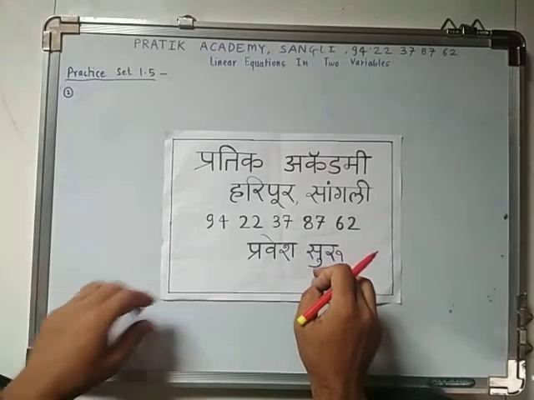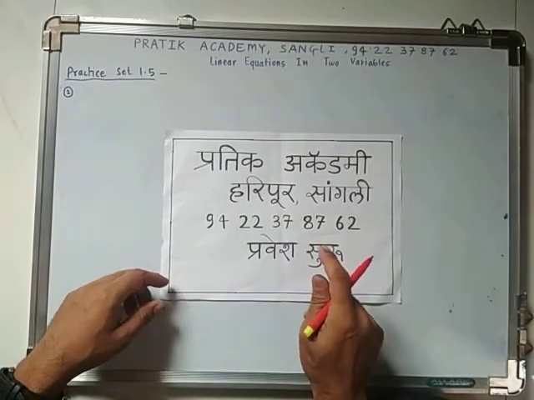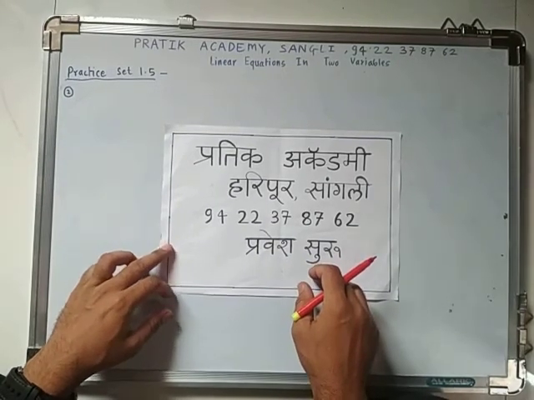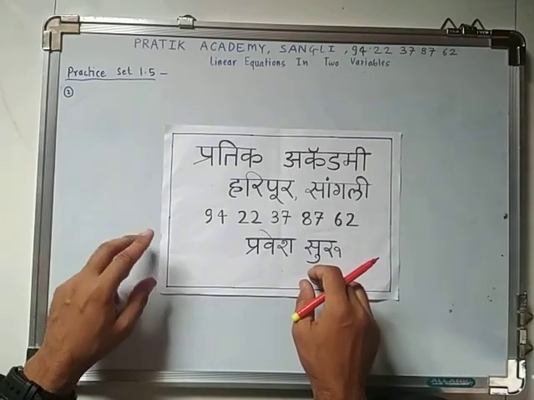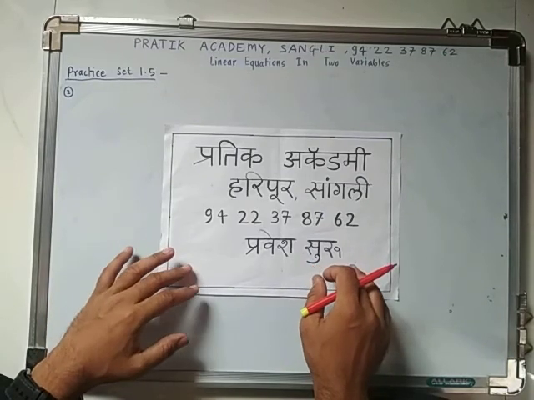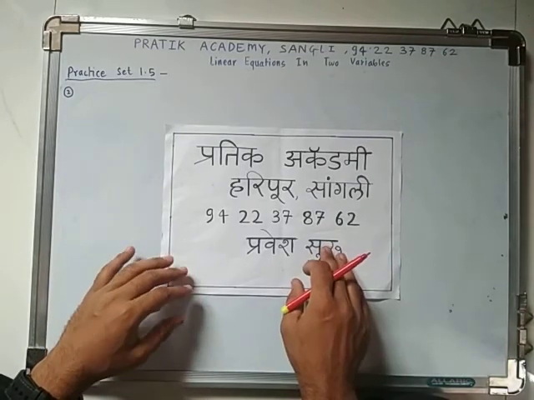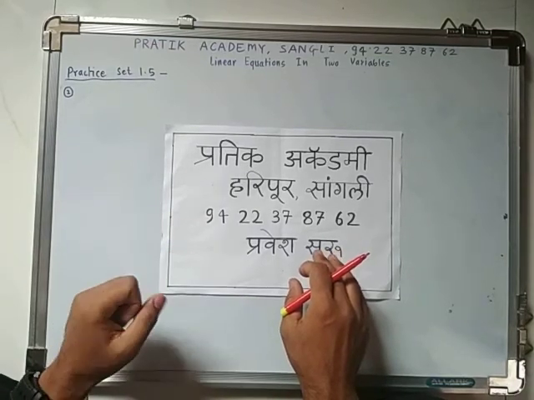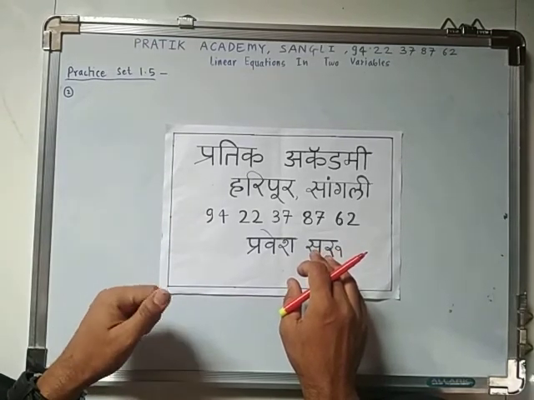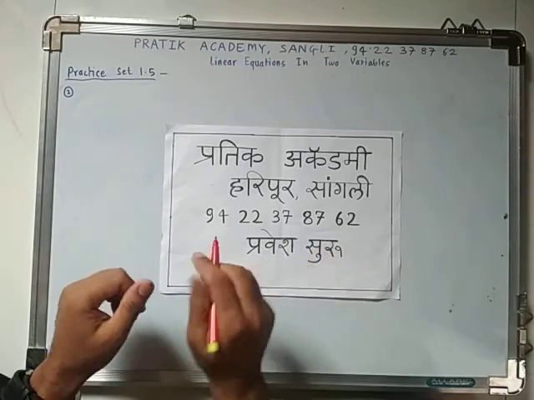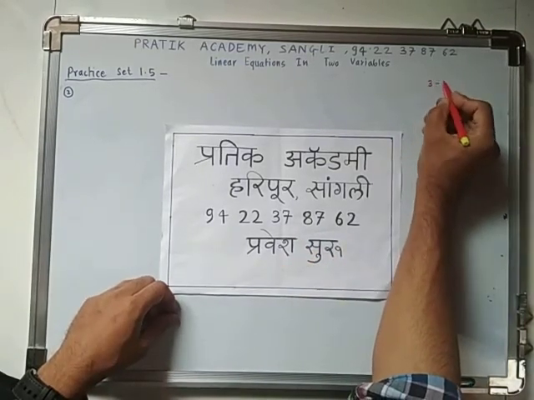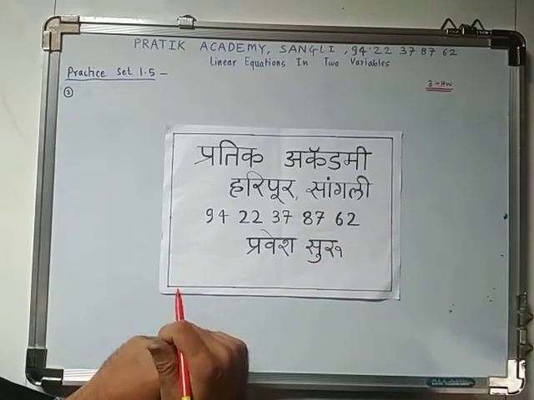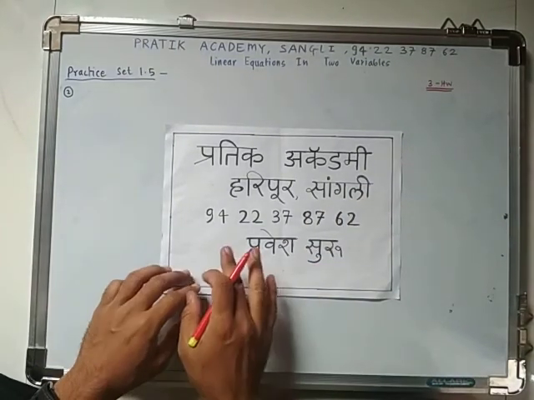So in this way we have discussed the first problem and second problem from practice set 1.5. If you have any doubt in these two problems, you can contact us on our number provided. The problem number 3, the type of problem we have already discussed in our 9th standard. So problem number 3 is homework for you. If you have any doubt, you can contact us on our number provided.